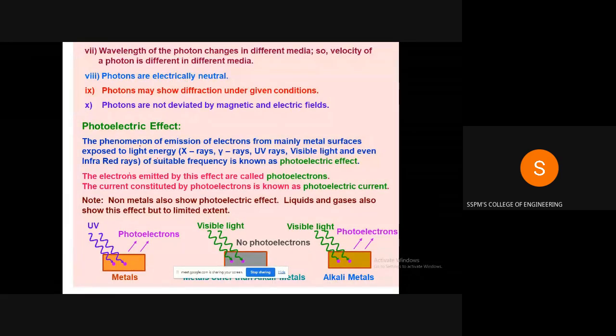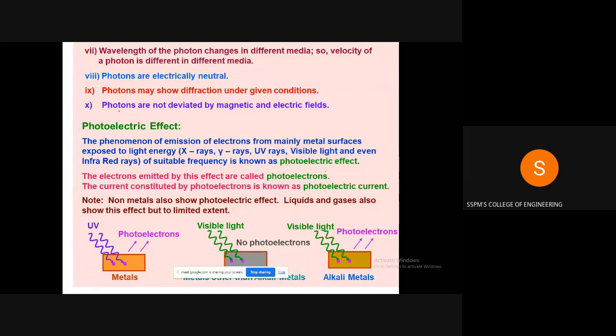The phenomenon of emission of electrons from metal surfaces exposed to light energy of suitable frequency is known as the photoelectric effect. Photons interacting with metal surfaces cause some current to be induced, and that effect is called the photoelectric effect.